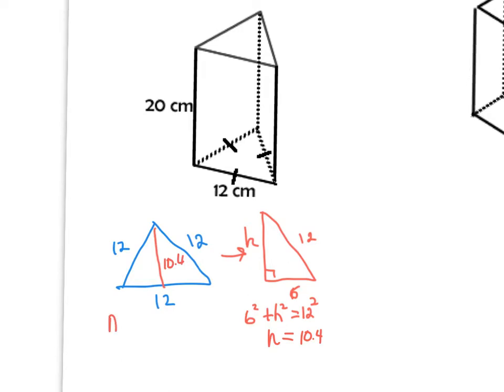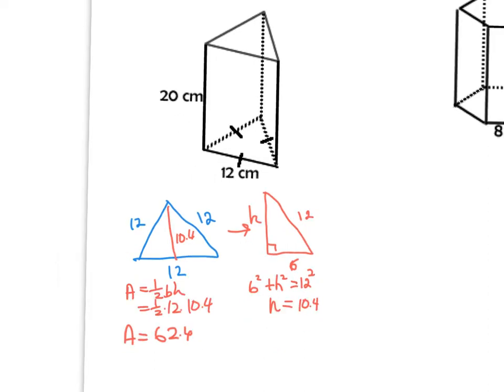Knowing that the height of that equilateral triangle is 10.4, we can calculate its area as 1/2 base times height, which is 1/2 times the whole base, which is 12, times the height, which is 10.4. So that calculation equals approximately 62.4. So finally, the volume is going to be the area of the base times the height. 62.4 is the area of the base, multiplied by the height of 20. So multiplying that together, we get approximately 1,248 cubic centimeters.